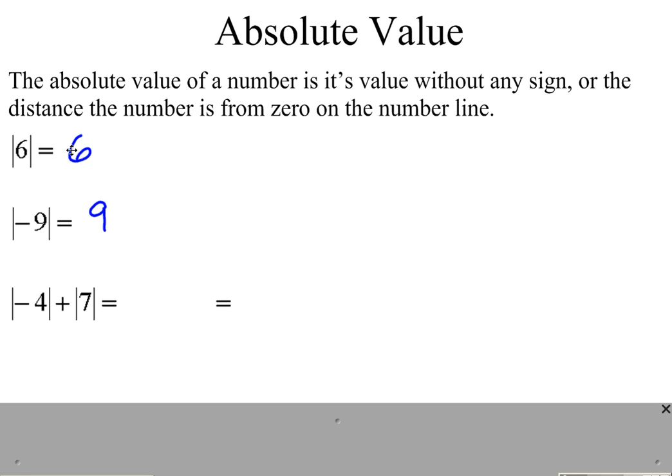When we're dealing with operations involving absolute value, the absolute value symbols, the two lines on each side of the number, act the same way as parentheses do. So in our order of operations, we have to do anything inside absolute values first before we worry about doing anything else. Parentheses, remember, comes first in the order of operations. So we take the absolute value of -4, which is 4, plus the absolute value of 7, which is 7, and 4 plus 7 equals 11.